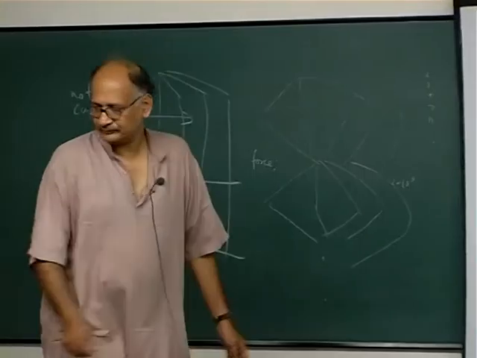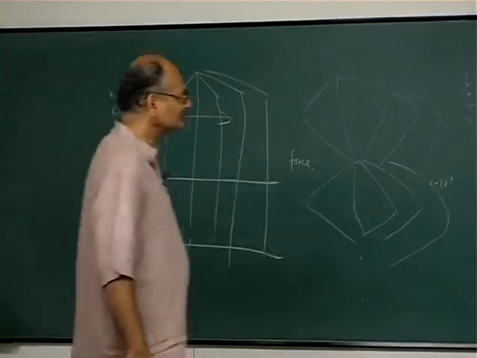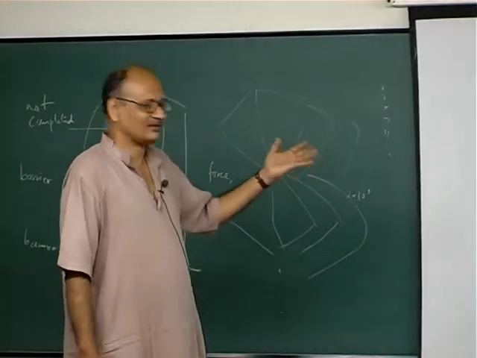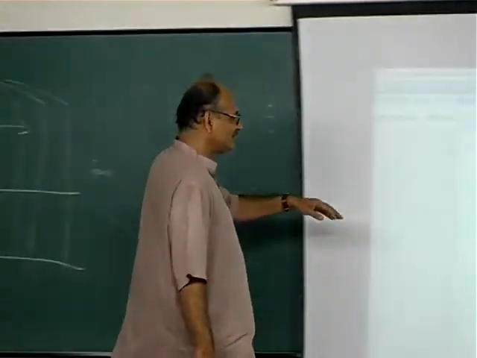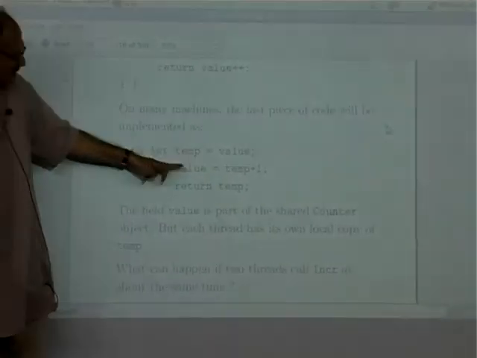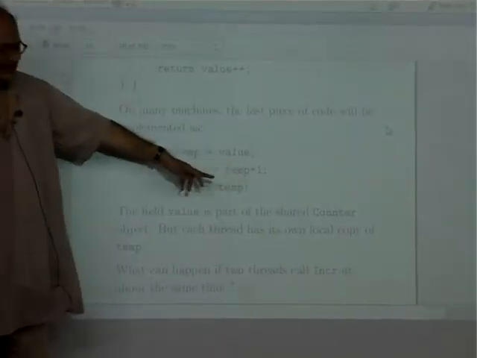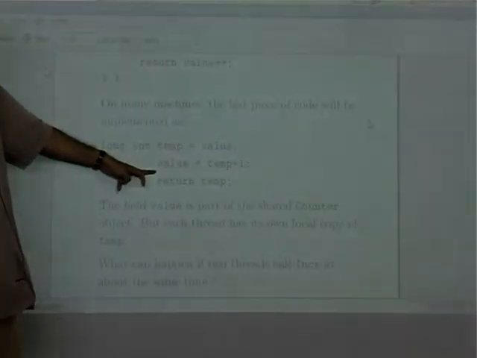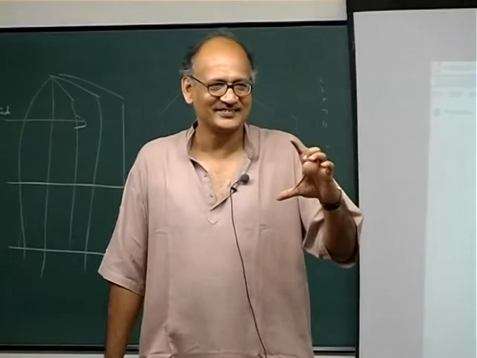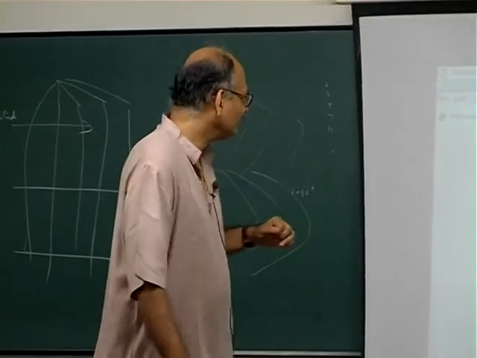So the question is, how is this implemented? When you look at the machine code, it will be something basically like: you load the value into a register, save this register plus 1 inside the memory location, and you return the value that you have got. This is how it will actually be in terms of machine instructions. But this is the problem.